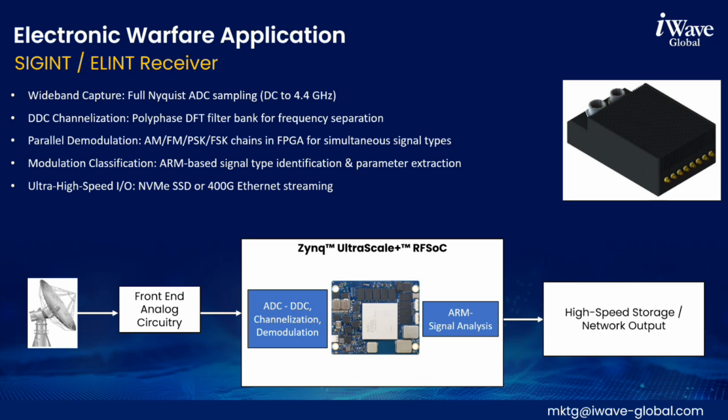Next, we have a SIGINT or ELINT receiver. Here, the full Nyquist ADC acquisition from DC to 4.4 gigahertz will be done from the antenna onto the ADC. The ADC will run the channelization and demodulation. And some of the detection, signal analysis and detection will be done on the ARM core. We can store this data on the board itself for further processing or use the high-speed connectivity to move it to the processing units. So we can see on the right side the ELINT receiver unit designed by iWave.